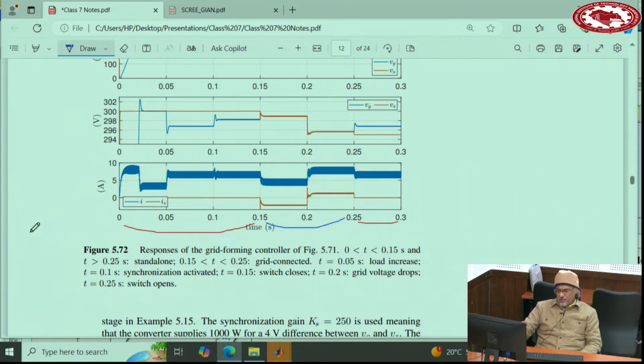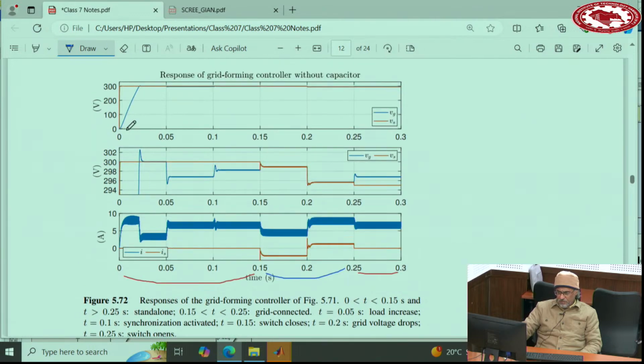So at the beginning, it starts disconnected from the grid. It builds up the voltage linearly because it limits the current at 8 amperes. So it goes up, and once it reaches there, the current comes back to 3.3. Now, in the disconnected mode or islanded mode, load may increase. So here is the case where you increase the load. If you increase the load, the voltage goes down. Remember, this voltage drop is very small, 300 to 296, right?